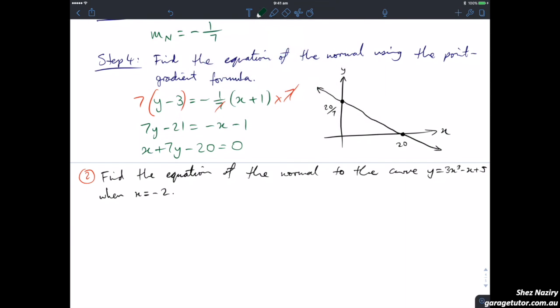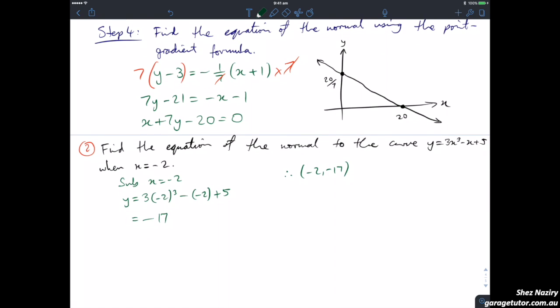Now, guys, same procedure. If I only have an x value and I'm asked to find the tangent or a normal, I need to find that y value straight away. So I'm going to sub it in. Sub x equals negative 2. That will give us y is equal to 3 times negative 2 cubed, minus negative 2, plus 5. So that will give us negative 24, plus 2, negative 22, negative 17. Can someone double check that, please? Therefore, the point is negative 2, negative 17. That's the point that we're going to be using.